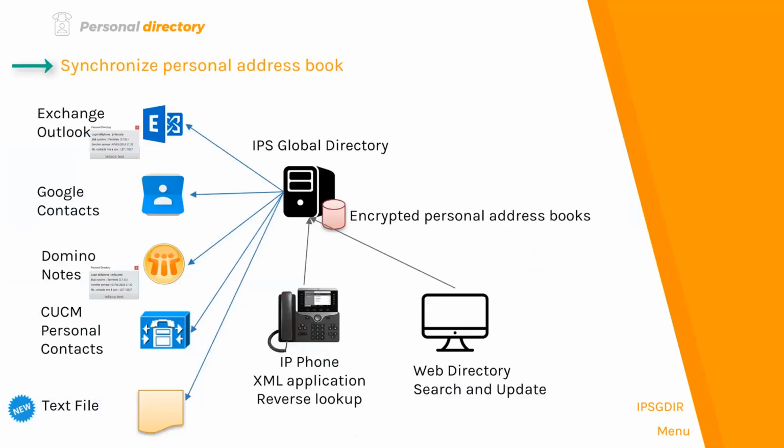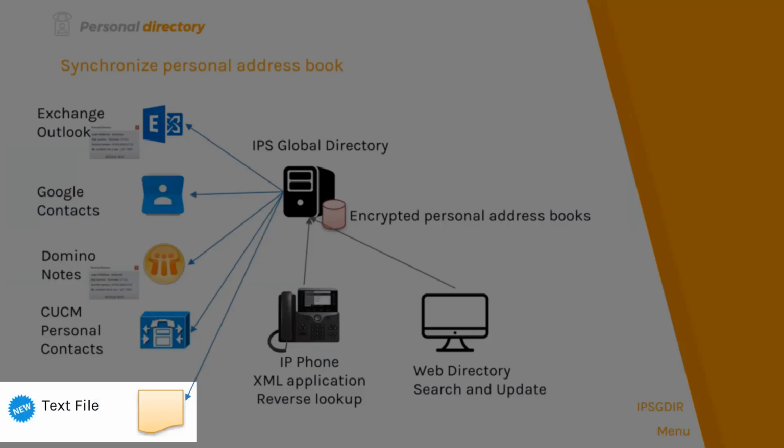With the personal directory option, you can see here, we can sync up. The synchronization can be done via a client on the end user's machine or from the Telisca server, so that we can pull in the user's contacts from their address book on Exchange, Google contacts, Lotus Domino, CUCM personal contacts. And now, if they have a text file with their own personal contacts, we can also pull in those contact details.